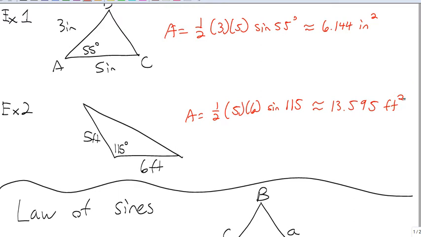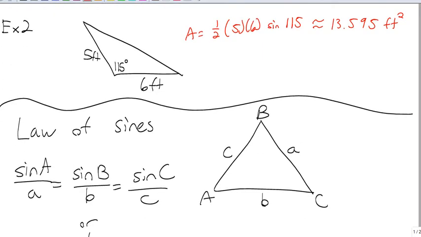Again, for the quiz, you need to know law of sines, law of cosines, Heron's formula, which is the first area formula we learned with the semi-perimeter, and this one, 1/2 AB sine C, or whatever format you use it.